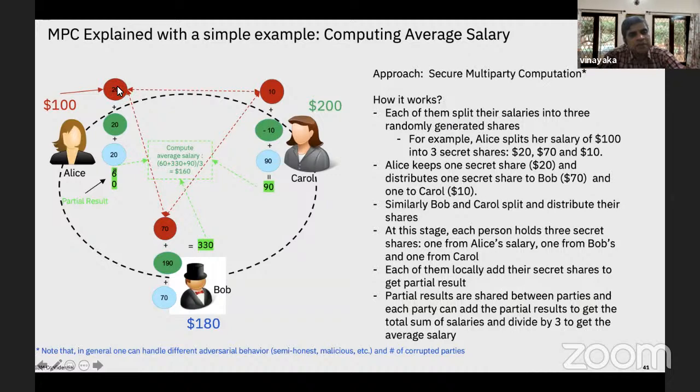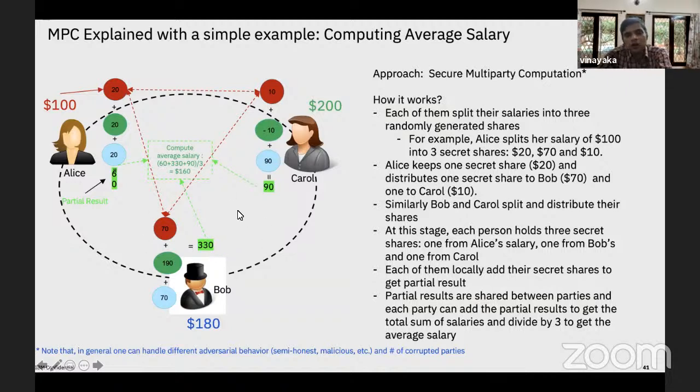Okay, so you can see Alice has sent 70 to Bob, 10 to Carol. And Carol has retained minus 10 with herself, sent 20 here, 190 here, and so on. Now what is going to happen is that each one of them is going to add up the numbers that they got. 20, 20, 20. So Alice got 60. Carol got 10 minus 10, 90. She got 90. Bob got 70, 70, 190, 330.